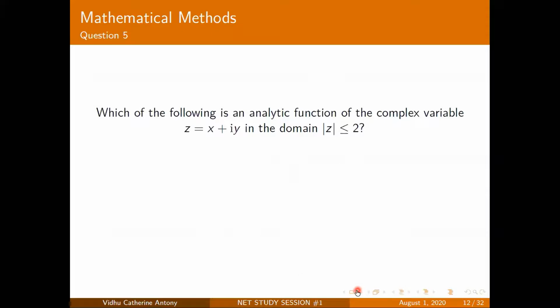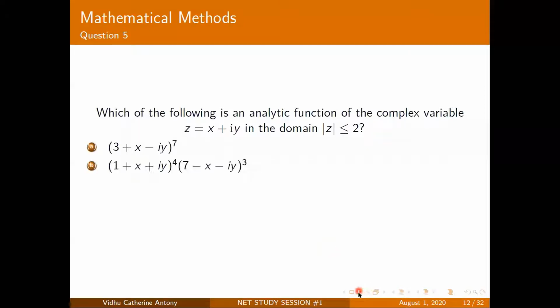Okay, so let's look at this question that we have. This question has a little bit of a trick to it. Whenever you see analytic functions, the automatic reaction is to do the CR equations, the Cauchy-Riemann equations, and then check if that is going to be valid. Here there is a trick instead of working the whole thing out. Which of the following is an analytic function in the complex variable z is equal to x plus iy in the domain modulus of z less than or equal to 2?